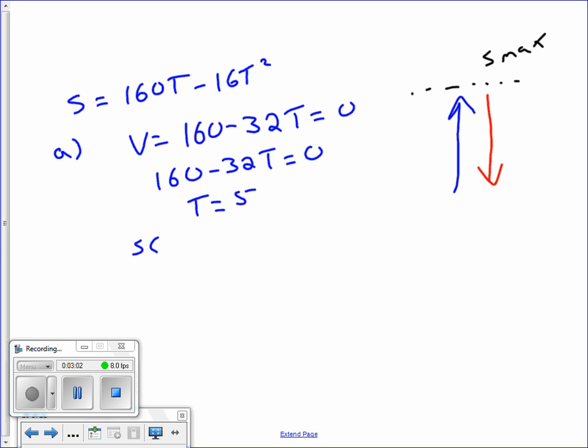So I need to find S of 5. That's going to be 160 times 5 minus 16 times 5 squared. And you plug all that good stuff in, and let's see. I came out with 400. Ooh, I love that. No, I got that, sir. It's got 160. Yeah, I think that's right. Okay. 160 times 5 is 800. 25 times 16 was 400. 800 minus 400 is 400.